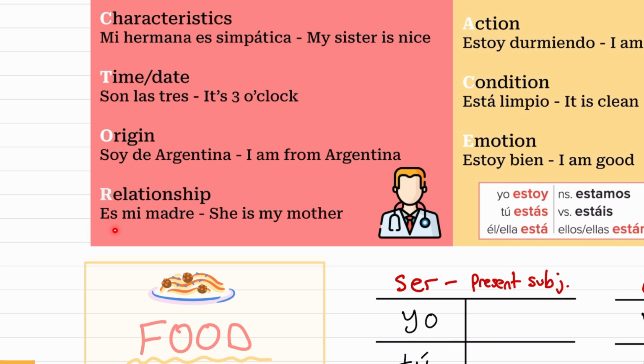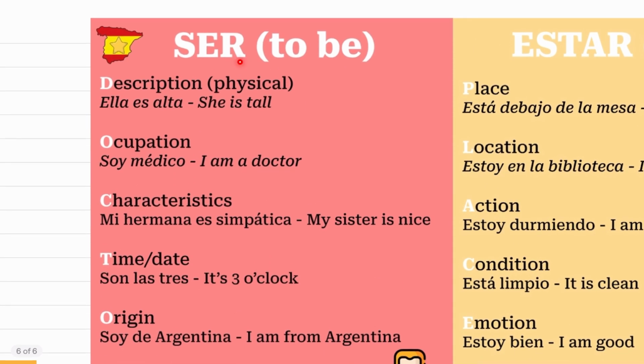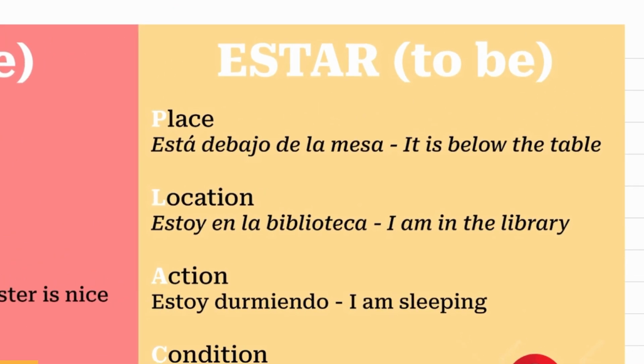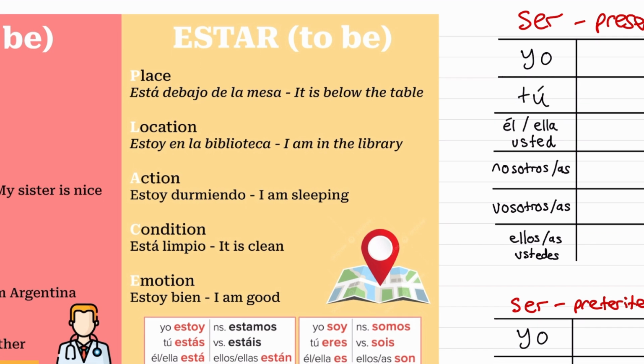Or, for example, with people. Es mi madre. She is my mother. Again, using es, which is conjugated from ser. Then we go to estar. So, the acronym here is place.